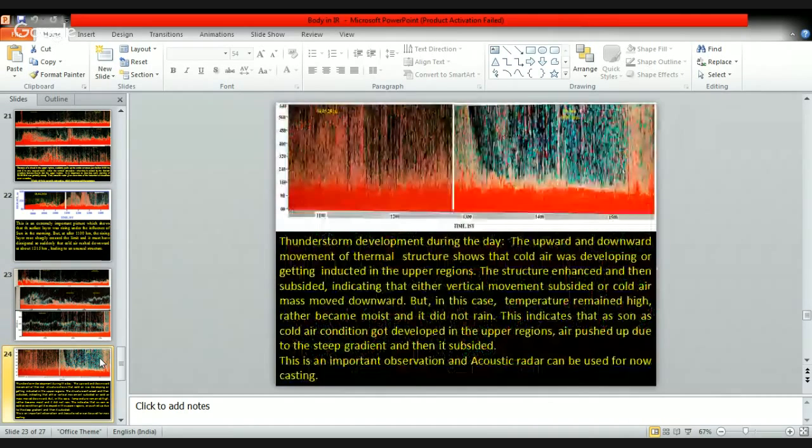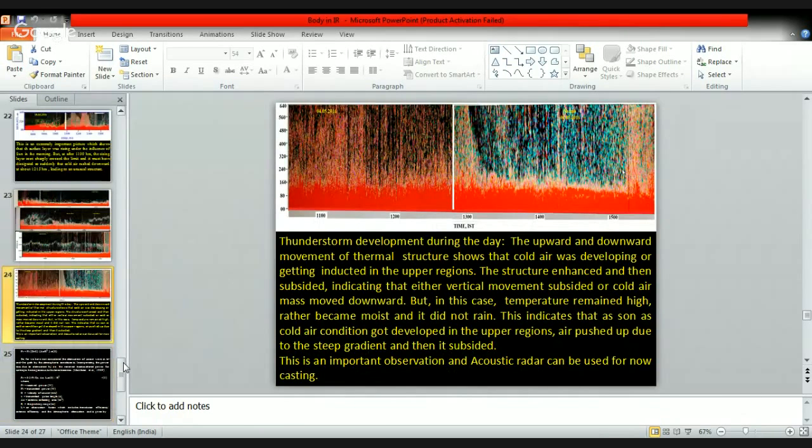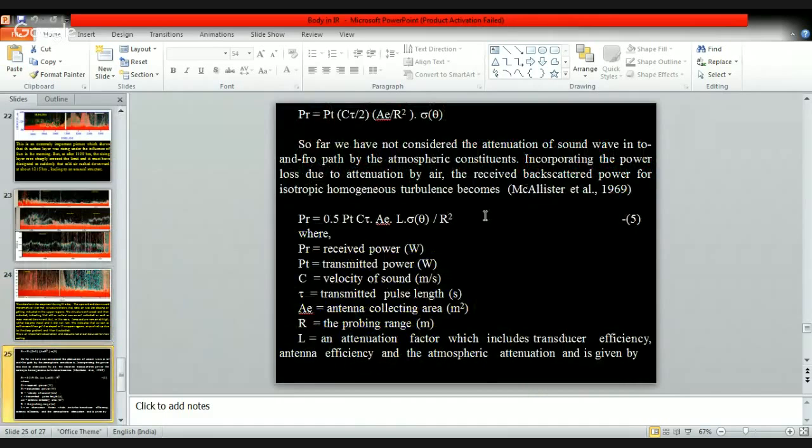If we really see this particular photograph, it's a wonderful photograph because the surface layer had crossed our limit, and then it has decreased. So again, thunderstorm development activity was there, and one can see the entire dynamics. And I'm sure you are enjoying this particular part. For those who are interested to know what exactly happens, we have to transmit.